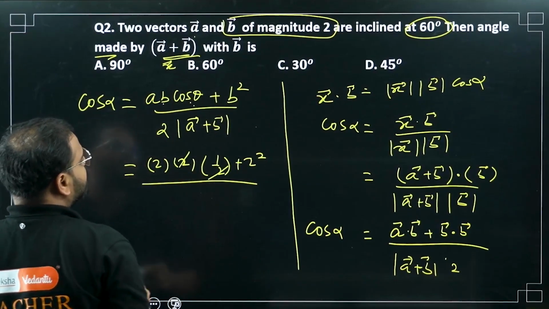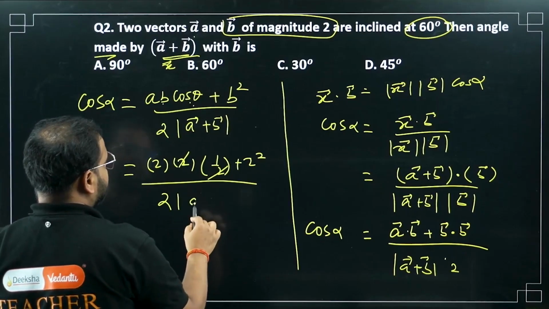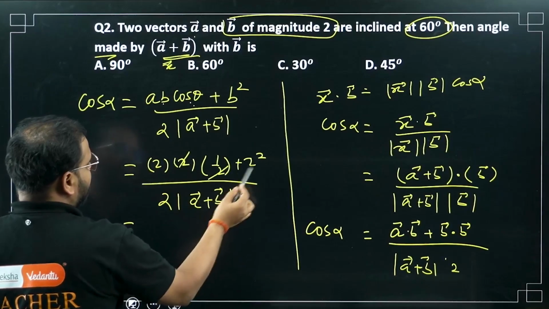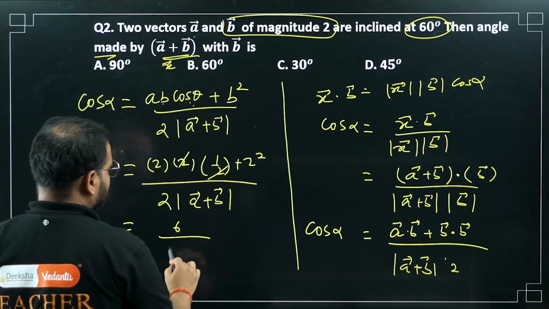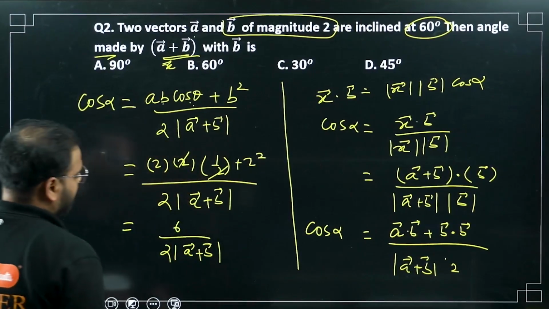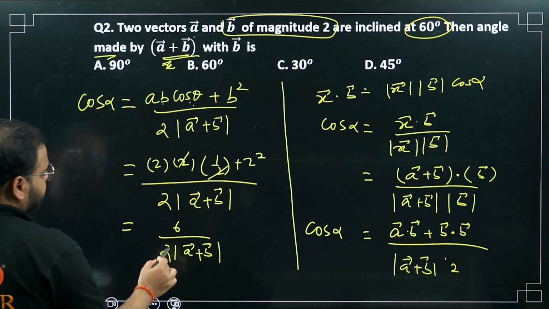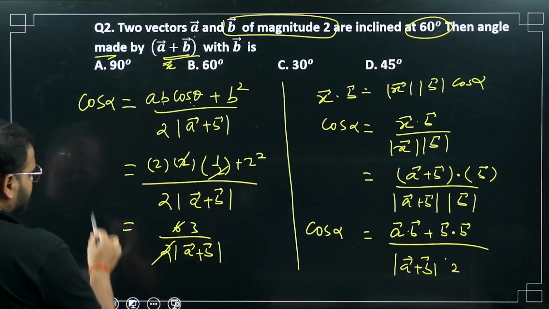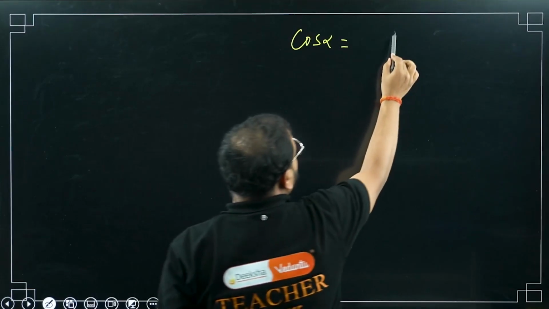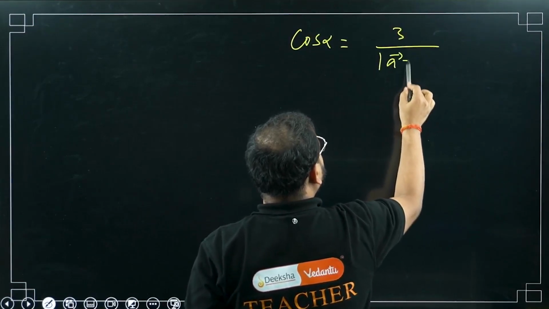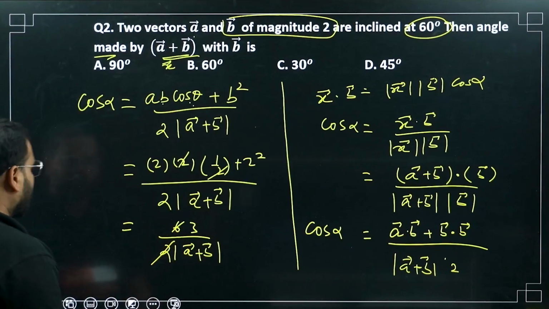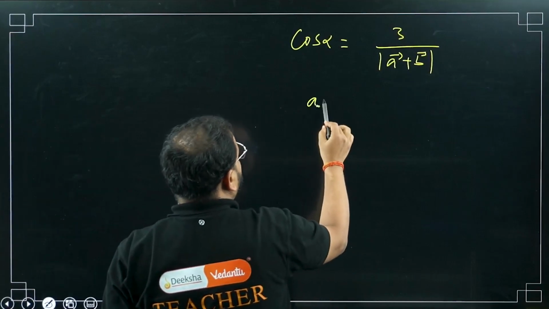Cancel this 1 by 2 with this 2. Okay, what I have left in the denominator? Please check. Okay, what I have left, bacha? Here I have 2, here I have 4. 2 square is 4. So 6 upon 2 times of A plus B, like this. Okay, now I can cancel this. So what I'm getting now? 3 is left. So what is it going to be? I can write on this slide. So what I have now is cos alpha equals to 3 upon mod of A plus B for cos alpha. Now I have to find mod of A plus B. Please check.